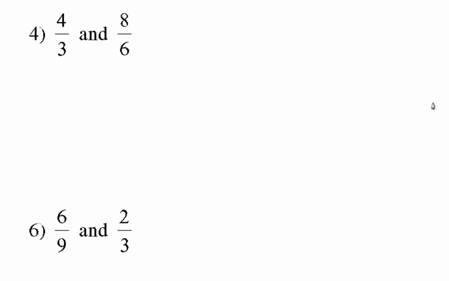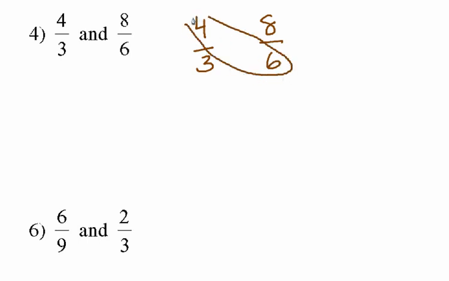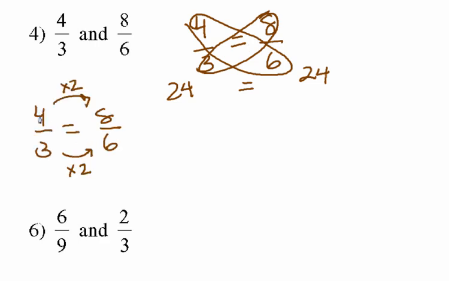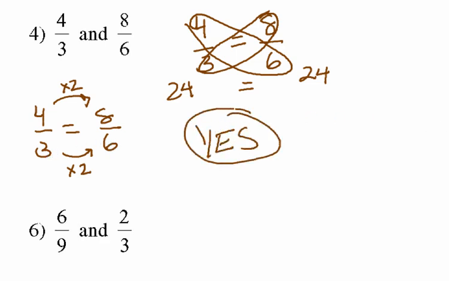We found one pair to be proportional, so let's see if our luck holds here. 4/3 and 8/6. Well, let's use that cross multiplication method we were looking at earlier. So 4 times 6 is 24, and 8 times 3 is also 24. So since 24 equals 24, 4/3 equals 8/6. 4/3 is just a simplified version of 8/6. You would multiply the numerator by 2 and the denominator by 2 to get 8/6 if you were working from 4/3. So yes, we found another pair that were proportional.